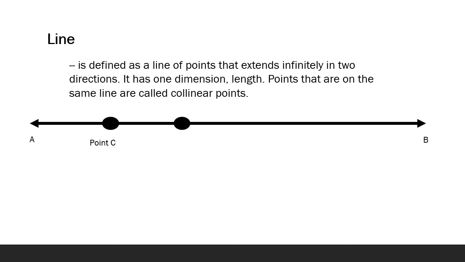So point C and point D are what we call collinear points because they are found in line AB. Line AB is written as A and B with a line and an arrow above. And we read that as line AB.